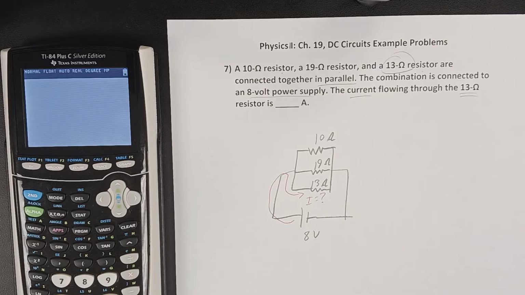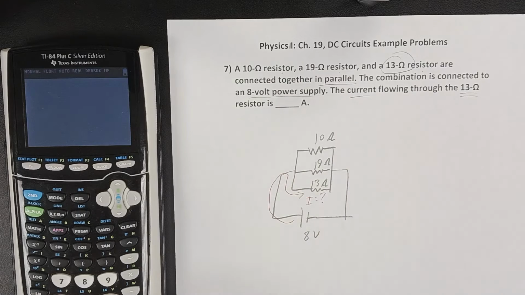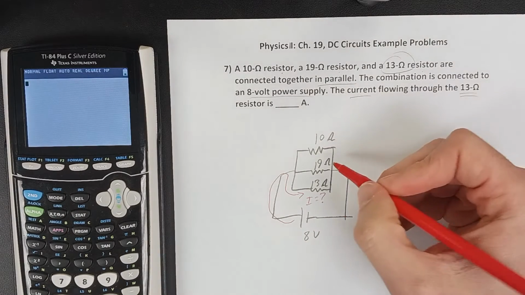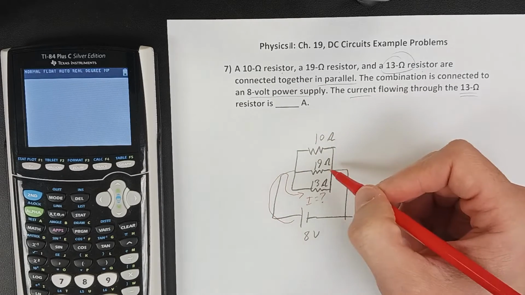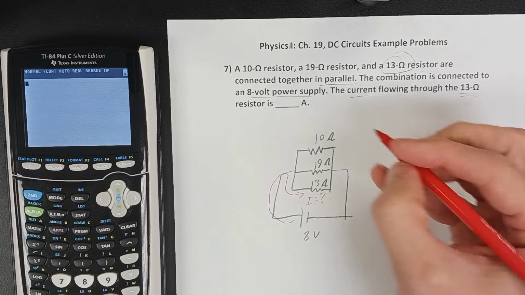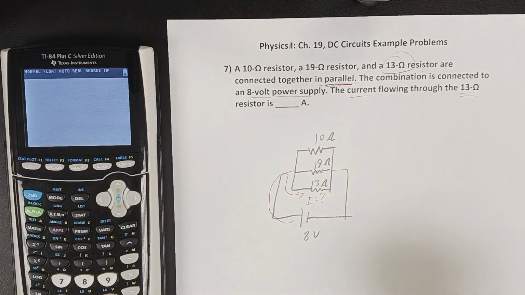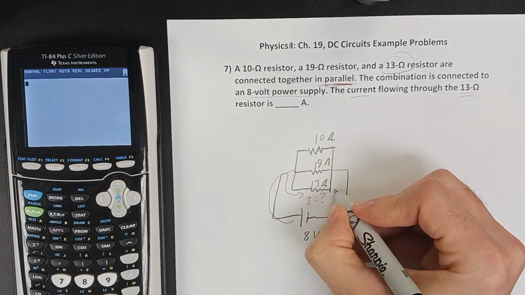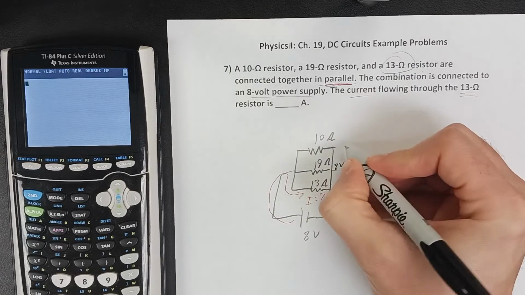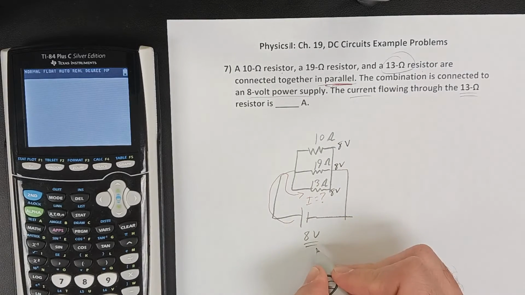Well, we know the current could also flow, some of it through the 19 ohm resistor, some of it through the 10 ohm resistor. And we might look at this and think, well, we need to know the total resistance here so we can solve for the total current. But because this is a parallel circuit, what we know is that each of these resistors must receive 8 volts. Because they're in parallel, they get equal voltage, equal to the power supply.